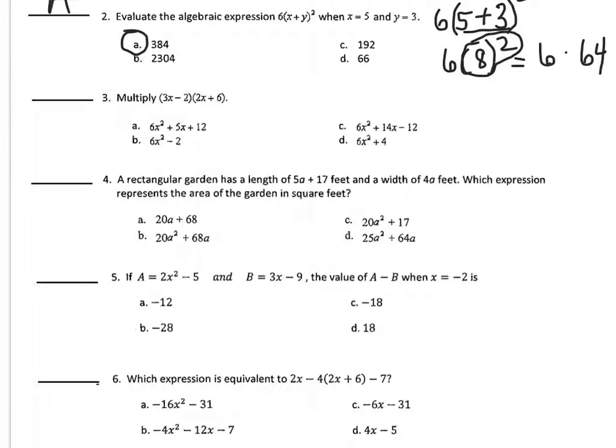In number 3, you're asked to multiply these two binomials. When you multiply two binomials, you have to double distribute. So we start by doing 3x times 2x, which is 6x squared. Then 3x times 6, which is 18x.